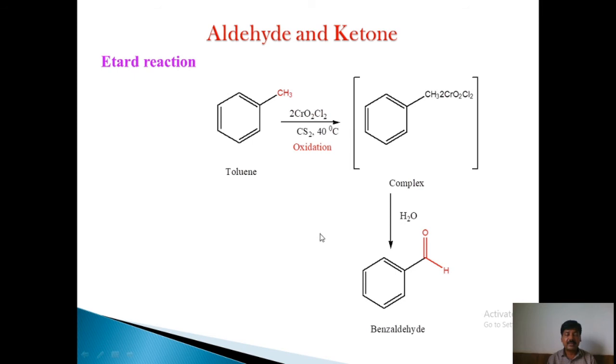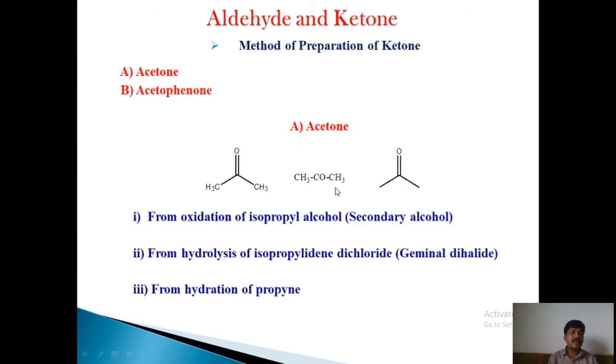See here what happened? Oxidation. This is your starting material and this is your product. The conversion of the methyl group into an aldehyde group, that is addition of oxygen and removal of hydrogen, is called oxidation. This is about the acetaldehyde and benzaldehyde methods of preparation.